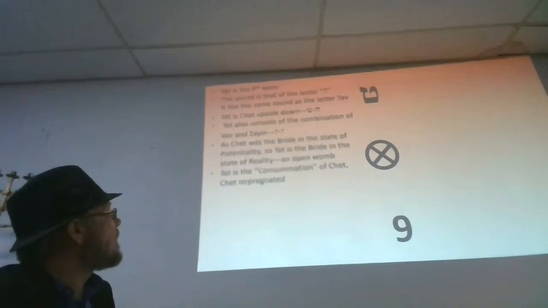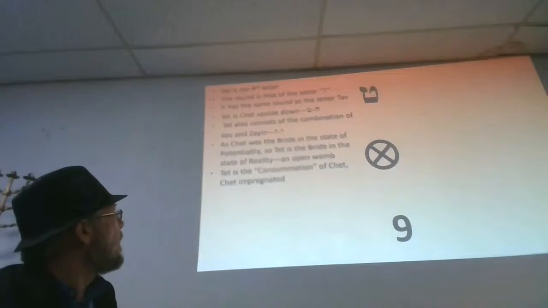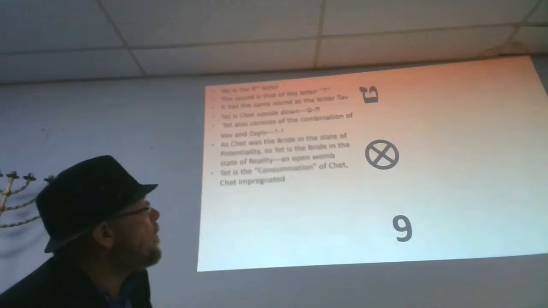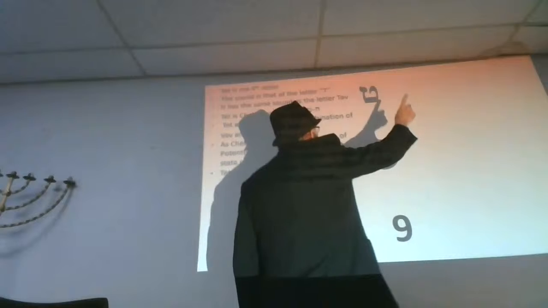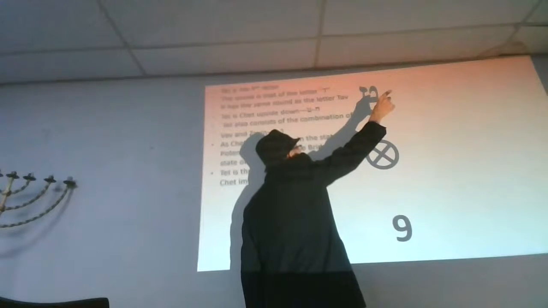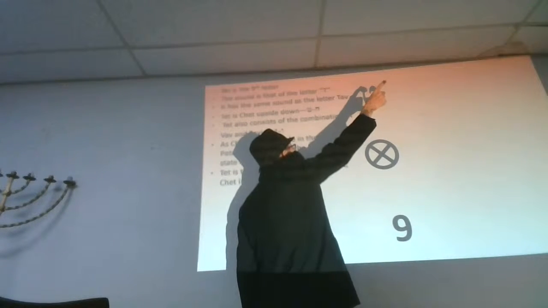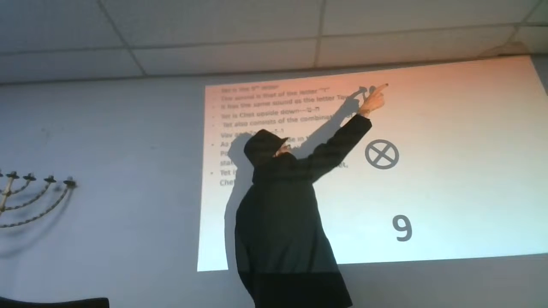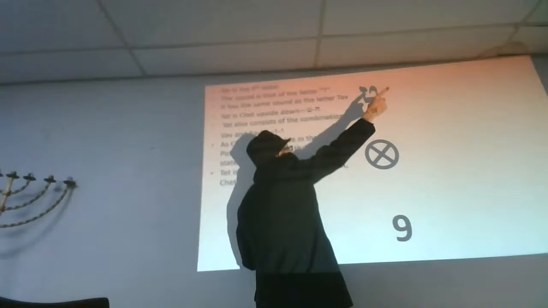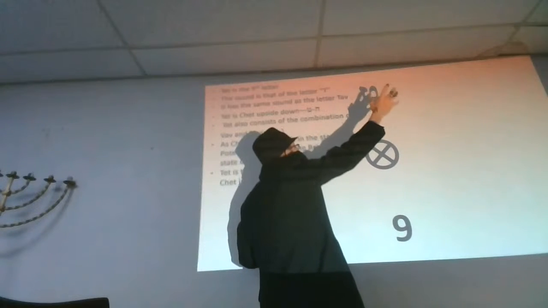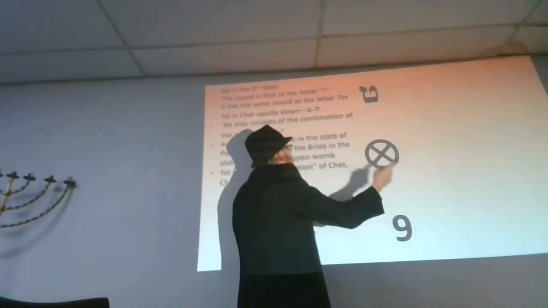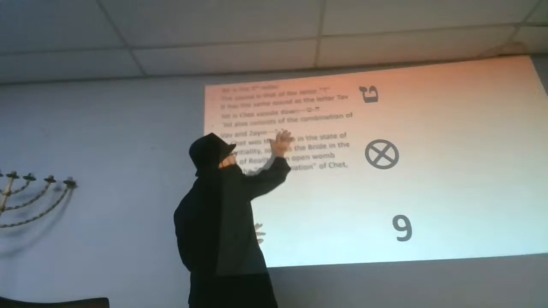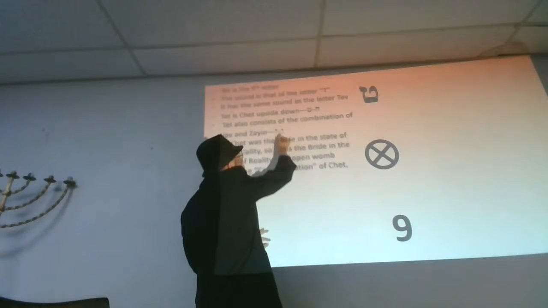Okay, so tet is the consummation of chet. That is chet impregnated. And so you'll see up here this little tail coming in. In effect, we can say that this is a yud, which we'll get to next. That's the next letter, actually, the yud. Remember that these letters are all next to each other because they have a relationship. So you have the vav, then you have the zayin. The vav is related to the zayin.